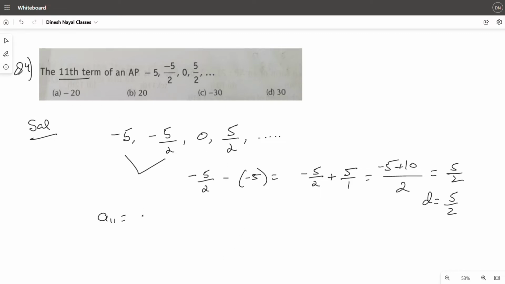We have to find the 11th term, so A11 is A plus n minus 1 into D, where n is 11, so 11 minus 1 into D. We know that A is minus 5. So A is minus 5 plus 11 minus 1 is 10, and then D is 5 by 2. You cancel this, it goes 5 times. So this is minus 5 plus 25, which equals 20. So for question 4, B part is our correct answer. Minus 5 plus 25 is 20. B is the correct answer.